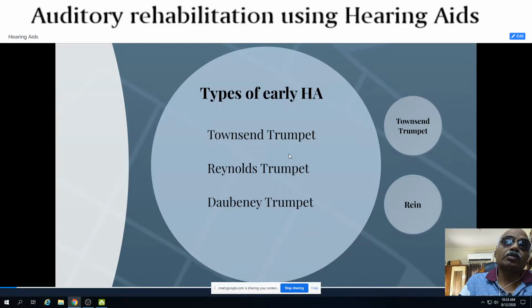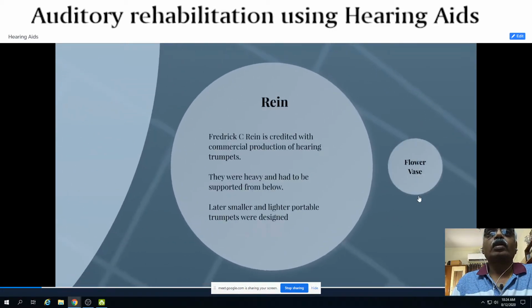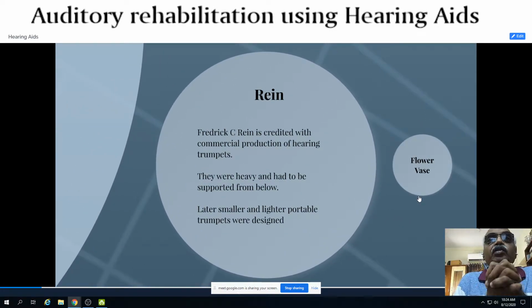This Daubney's trumpet was a little bit portable and a collapsible one. Rain actually brought in a different concept to the trumpet. He is credited with the commercial production of trumpets. He manufactured customized trumpets on a large scale as per the requirement of the person.